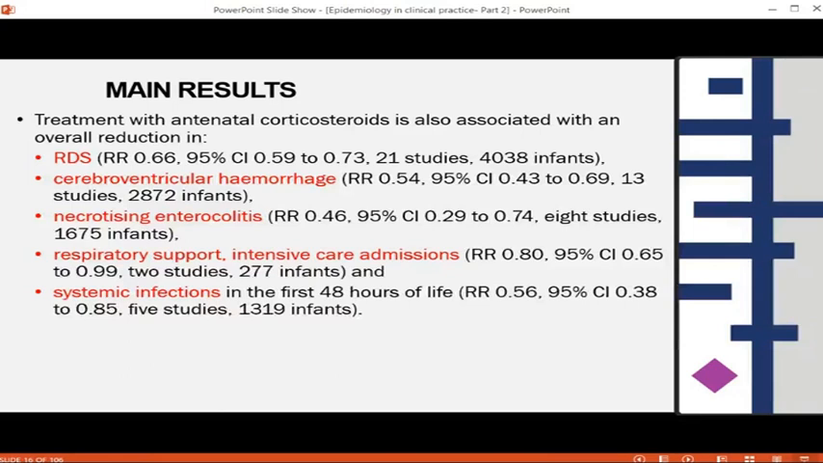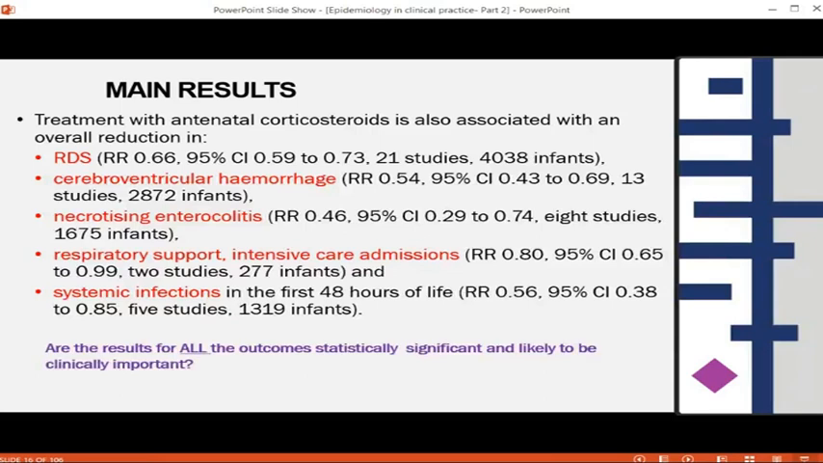So that's one important lesson we learn from looking at systematic reviews, that you get more information than just looking at one trial. And because the pooled sample sizes are large, you get more precision in your effect estimate. Now I want you to learn one quick trick. I want you to be able to look at these outcomes and the results and say which of these outcomes are statistically significant and likely to be clinically important.